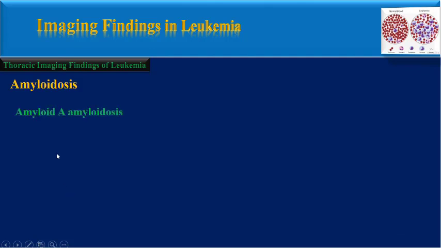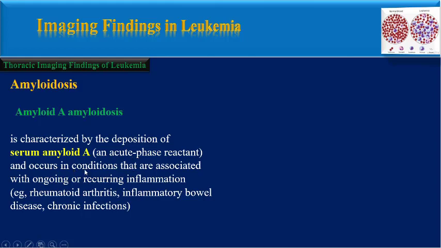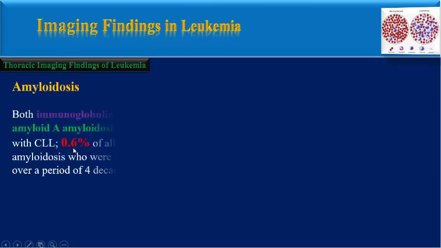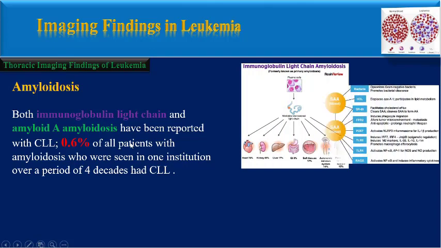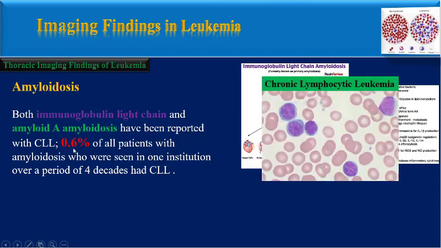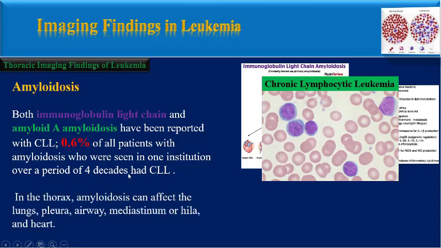Amyloid A amyloidosis is characterized by the deposition of serum amyloid A, which is an acute phase reactant and occurs in conditions that are associated with ongoing or recurring inflammation, for example, rheumatoid arthritis, inflammatory bowel disease, and chronic infections. Both immunoglobulin light chain and AA amyloidosis have been reported with CLL. About 0.6% of all patients with amyloidosis who were seen in one institution over a period of 4 decades had CLL.